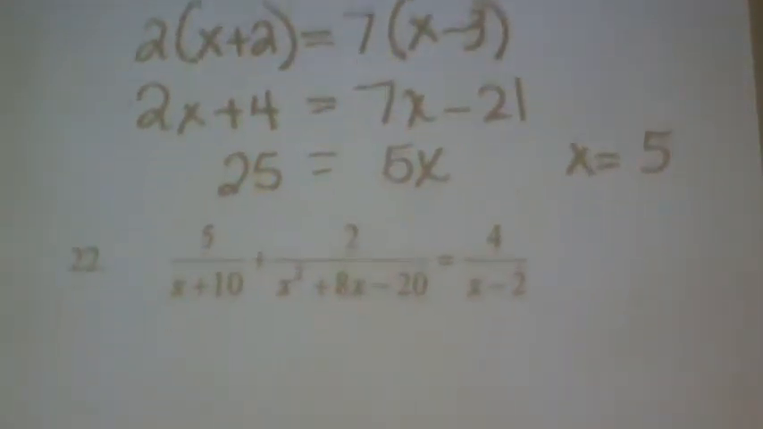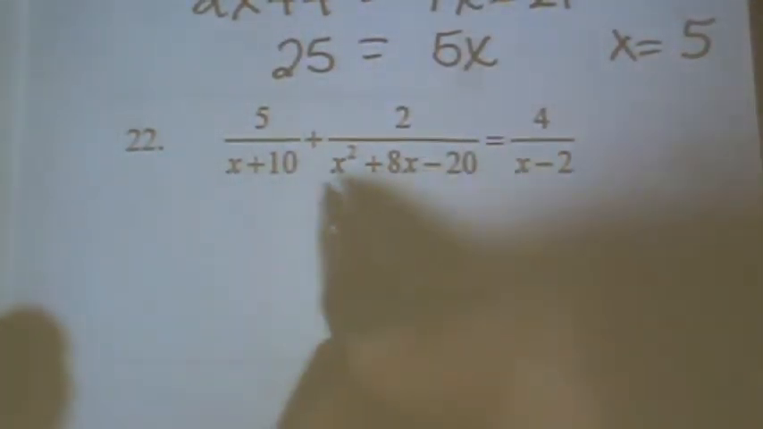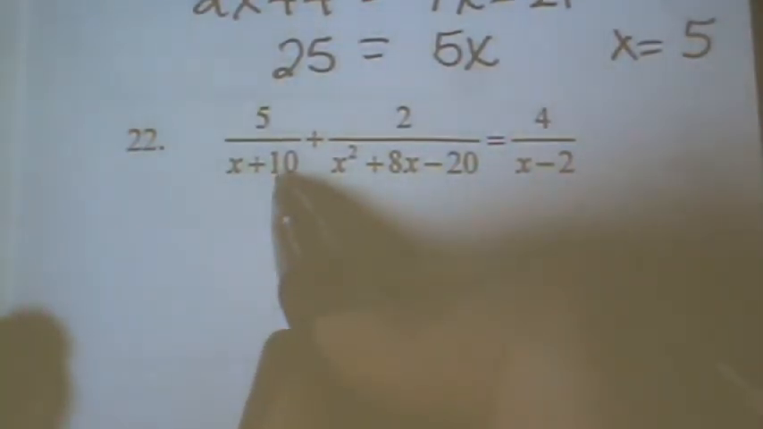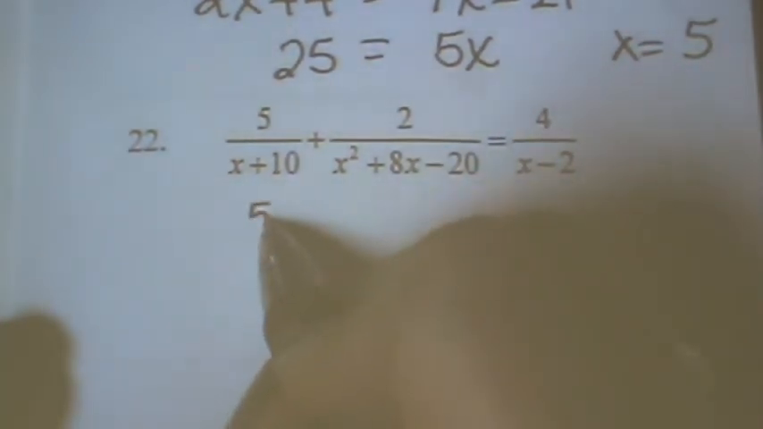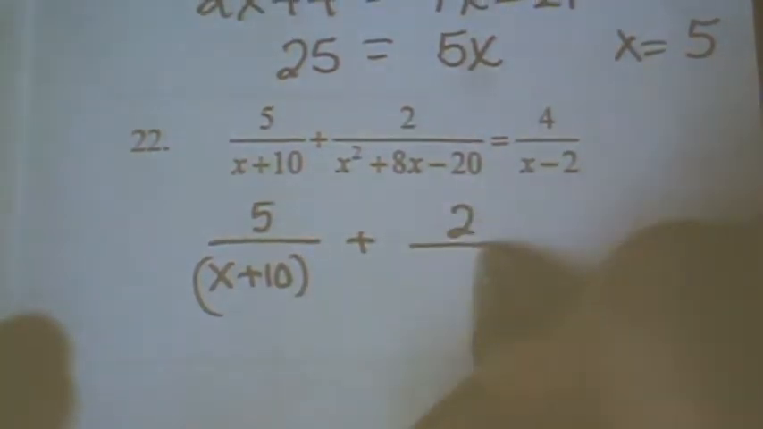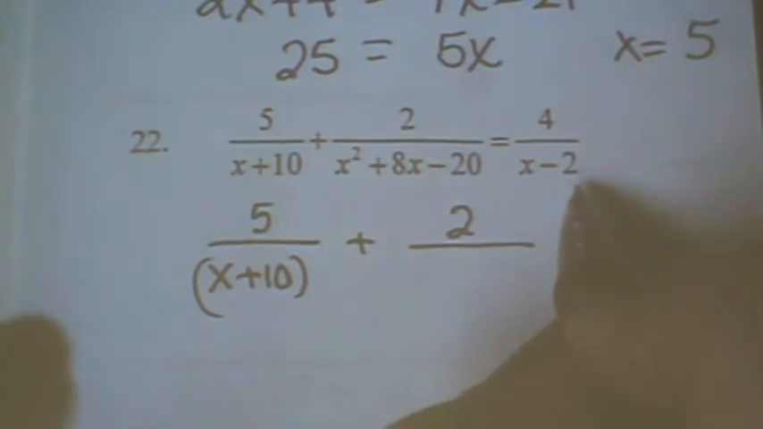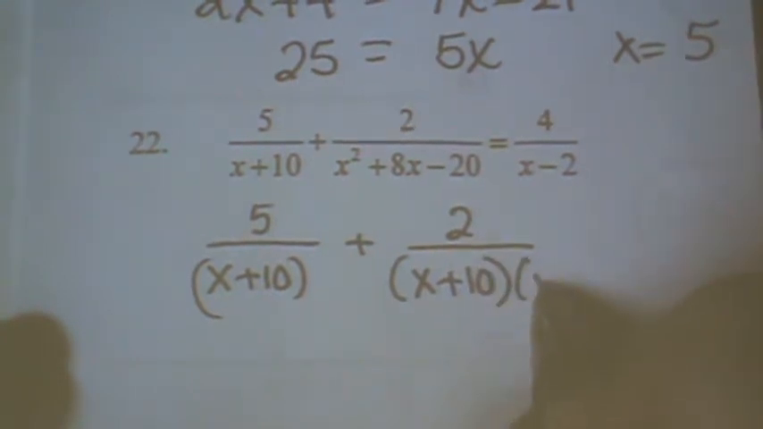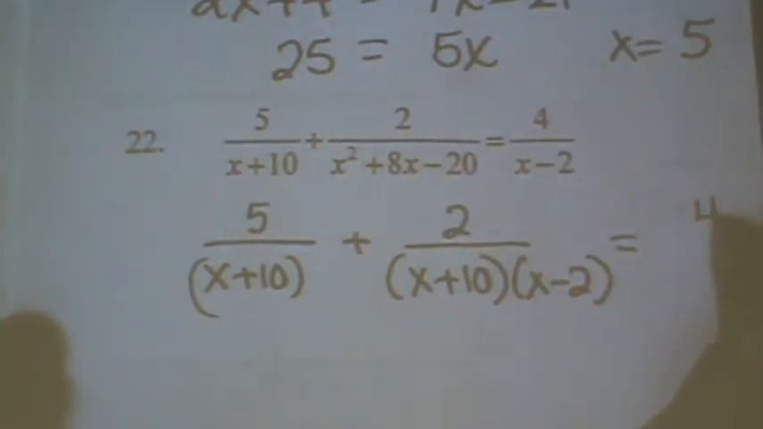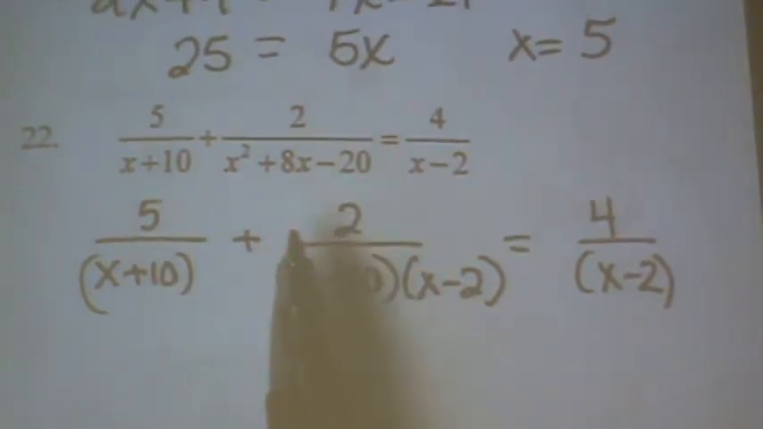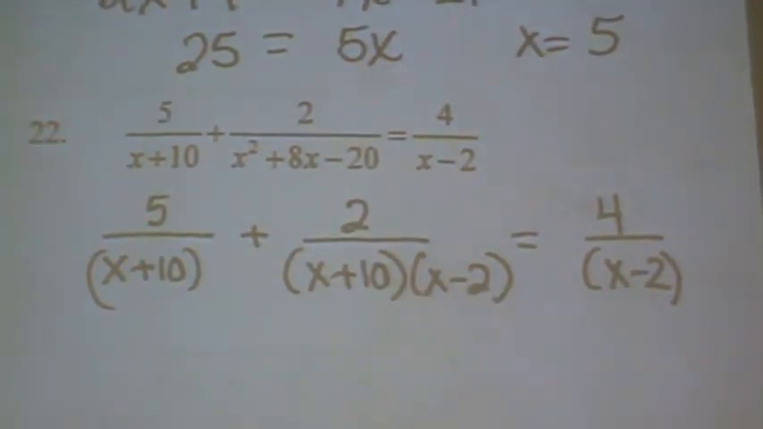And the last one. You're going to want to factor this denominator here. These two are already factored. My guess is this denominator is going to factor to be x plus 10 times x minus 2. Let's check it out. Let's make sure. Is 10 times negative 2 negative 20, and does that add to be 8? It sure does. So what we are going to do is figure out our least common denominator, which is x plus 10 times x minus 2.